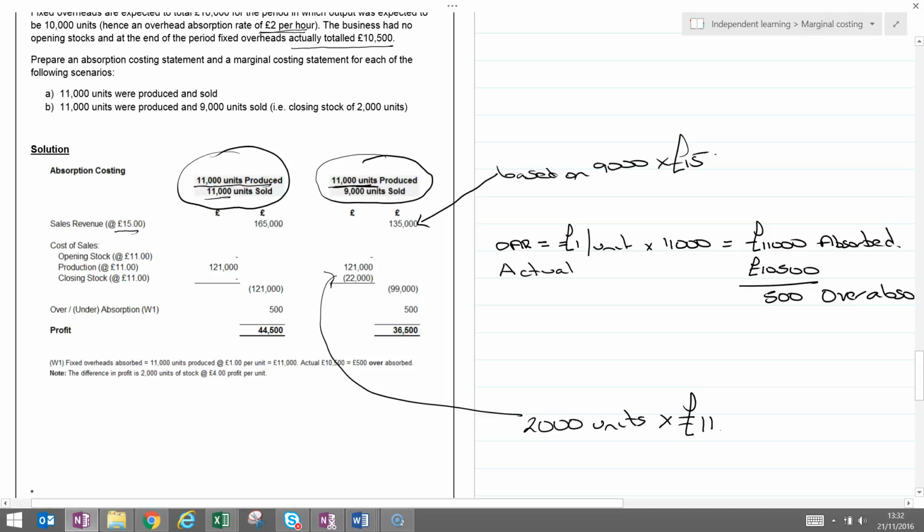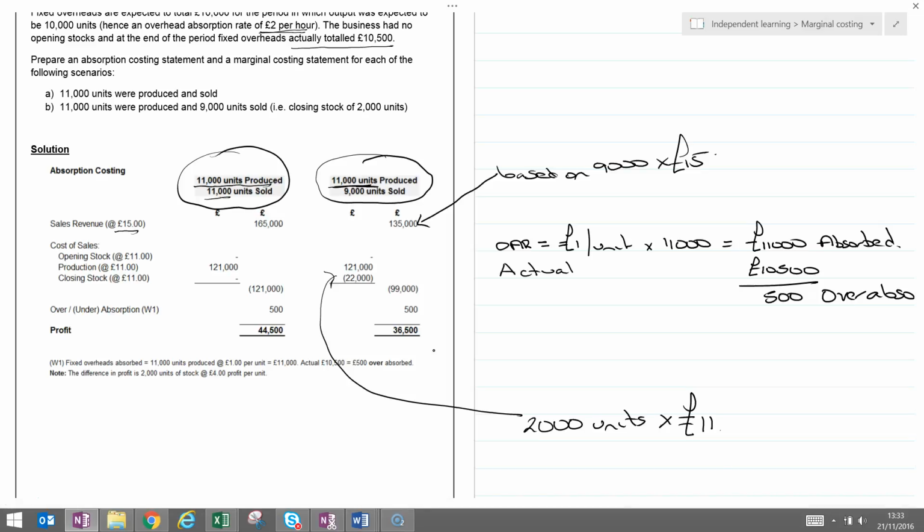The overabsorption figure will be the same as it was when we produced and sold 11,000 units, because remember, the absorption is linked to the production. It's £1 for each unit produced, and we've still produced 11,000 units. So looking at the final figures, we have the sales revenue minus £99,000, add on our overabsorption, gives us a profit figure of £36,500.